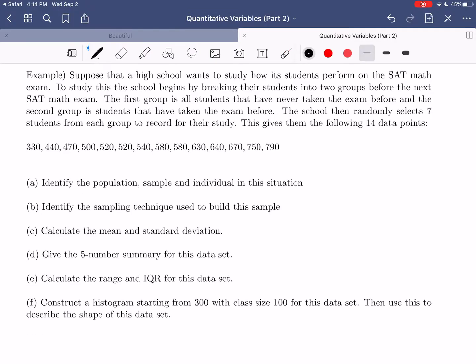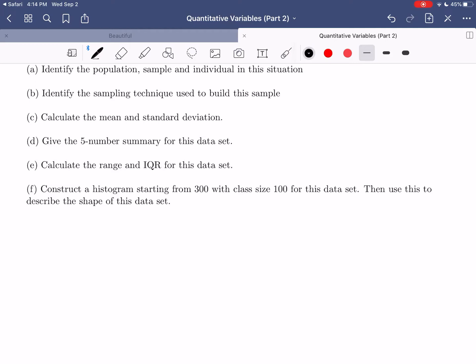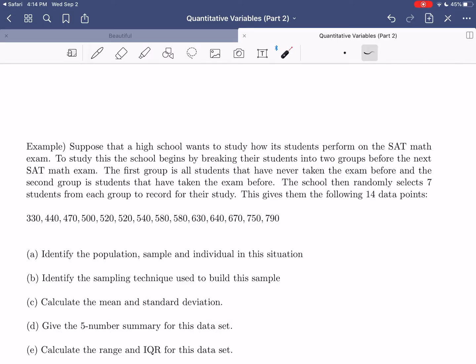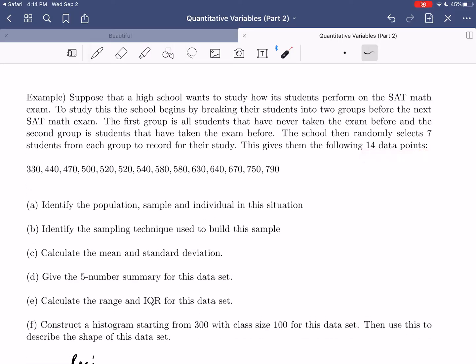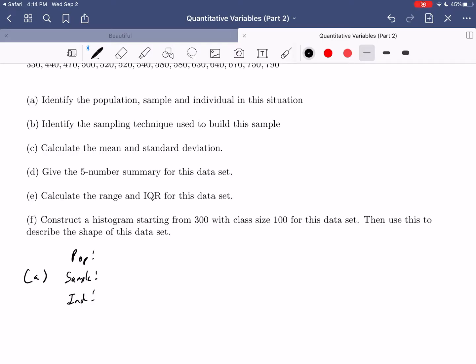So we'll start by talking about population, sample, and individual. What is our sample here? Well, we know that there were 14 data points. What were those 14 data points? Well, they were 14 students from this school. So our sample is 14 students from this high school.